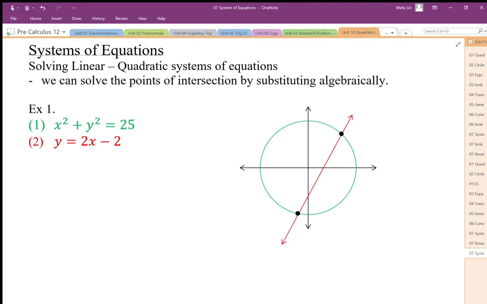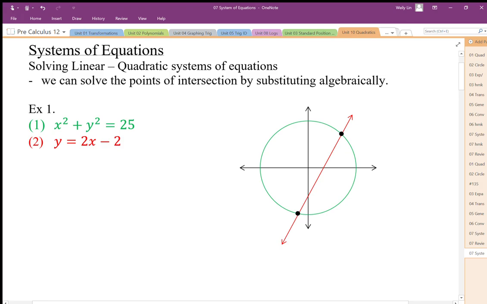So we are looking at solving systems of equations involving quadratics, and we're going to solve this linear quadratic system. So here we have our quadratic expression, x squared plus y squared equals 25. So this is a circle with radius 5, and this is our linear equation, slope 2, y-intercept of -2, going through like this. And this is going to have two intersection points.